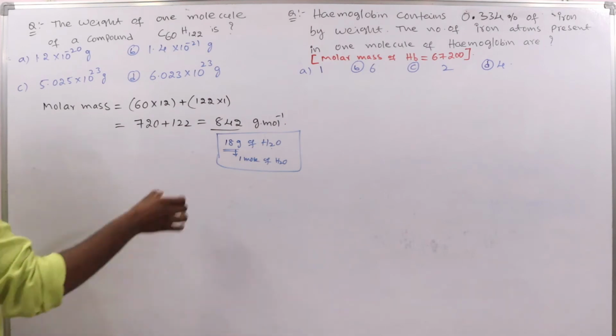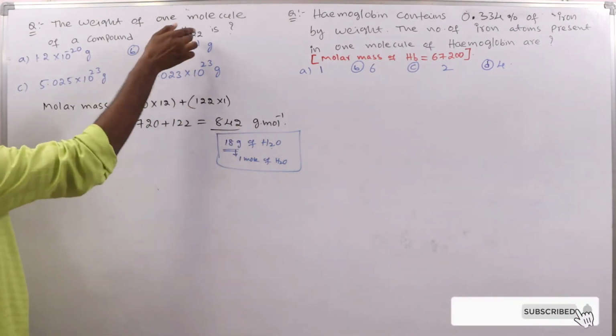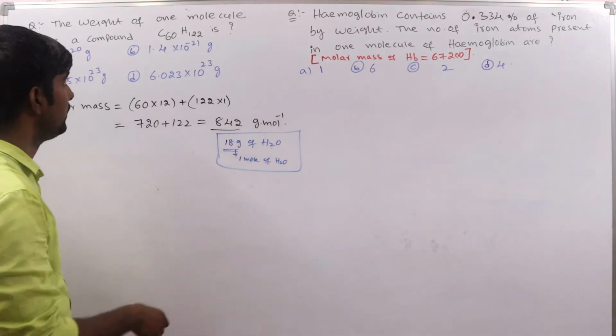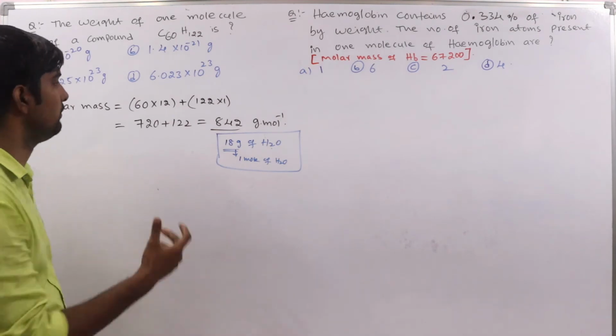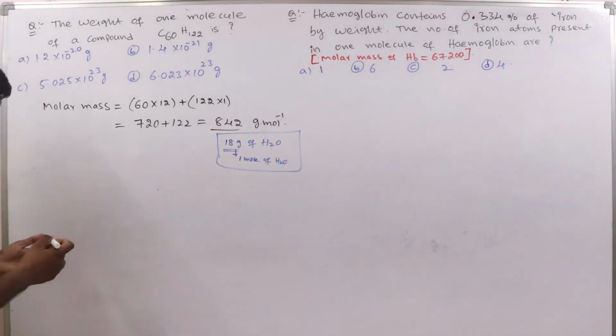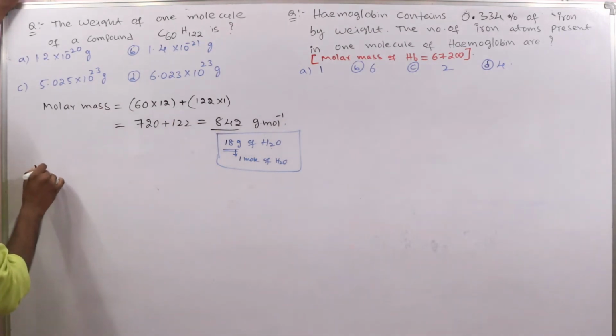Like this here, this 842 is the weight of 1 mole of C60H122. But we have to calculate how much one molecule weighs. How to solve this type of problem? Very simple. Here we know that this is the molar mass.